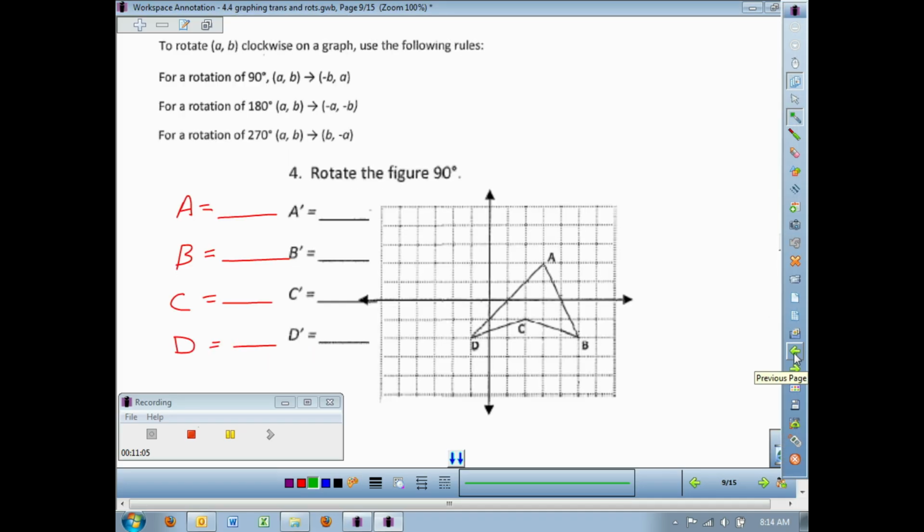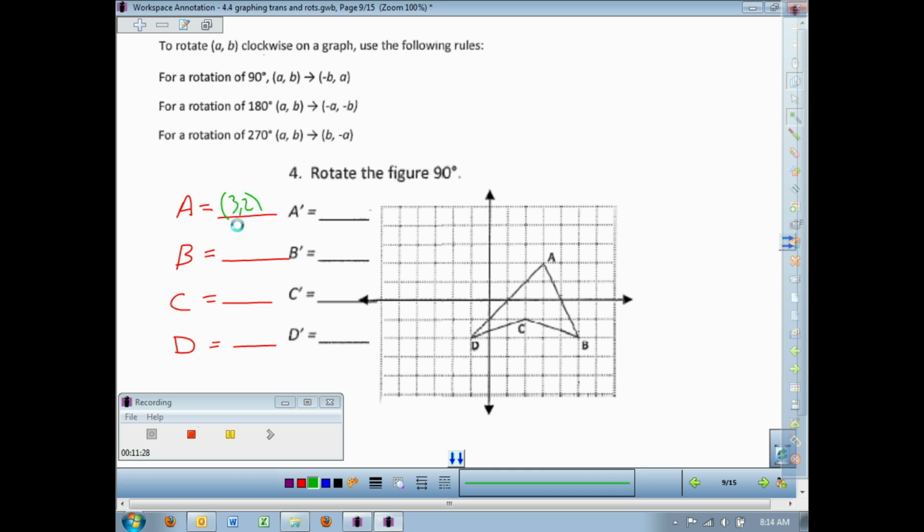Let's actually do some on a graph. It says rotate this guy 90 degrees. Here I've got my rules written down again. You have them on your paper, but I got my rules right there. So first thing you've got to figure out is where these original points, A, B, C, D, the pre-images, are. So where's A at? A is at 1, 2, 3, 1, 2, the point 3, 2. A is at 3, 2.